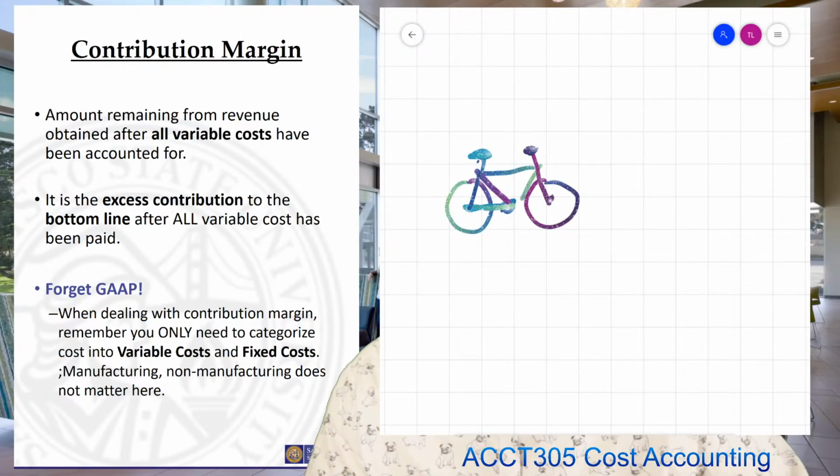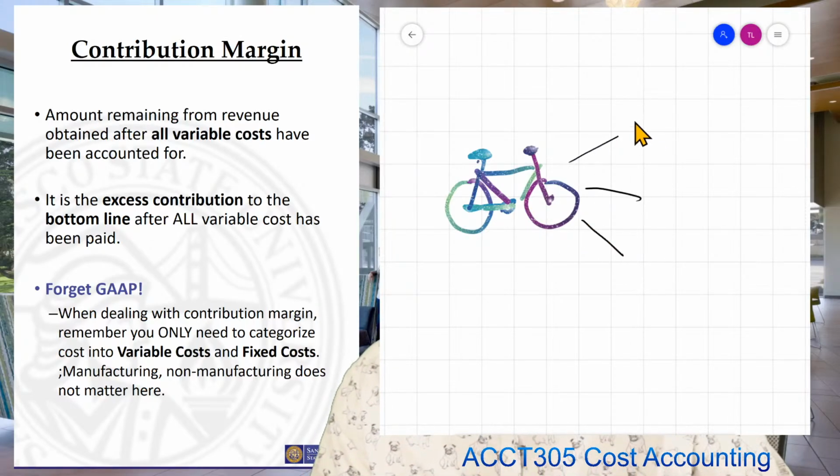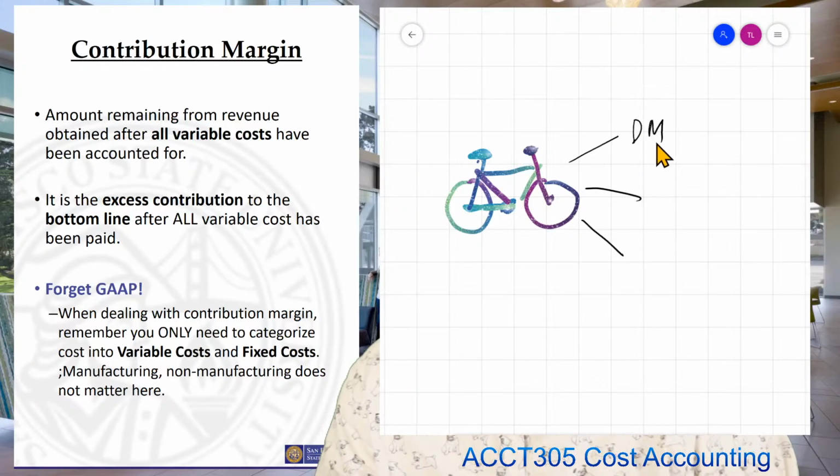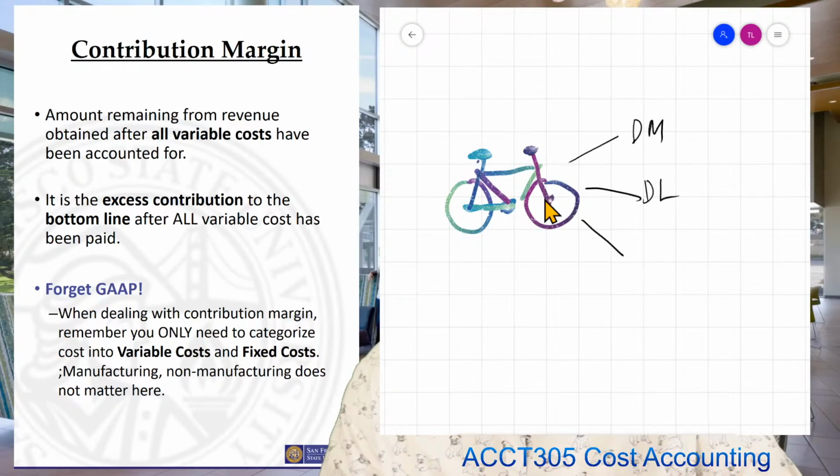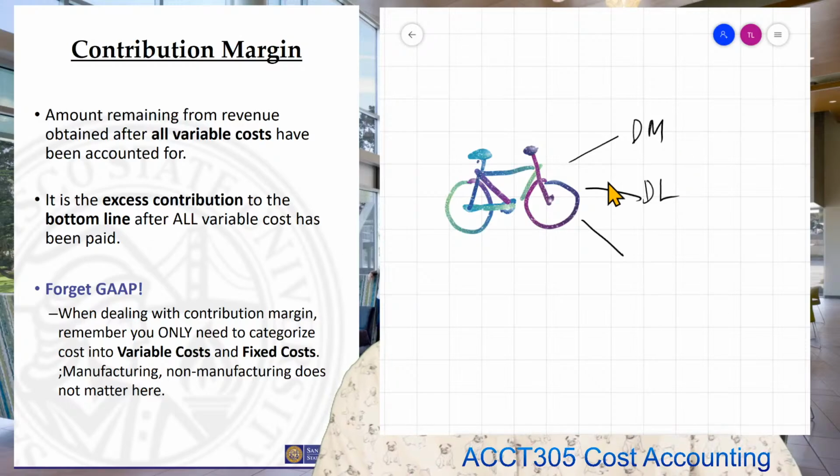So we are saying that all the parts add up together, all the variable costs associated with that. There is some direct material, right? And there is some variable labor. If I need an hour to build the bicycle, I need 2 hours to build 2 bicycles, and so on and so forth. So we figured out all the variable costs to build this bicycle. Let's say $100.